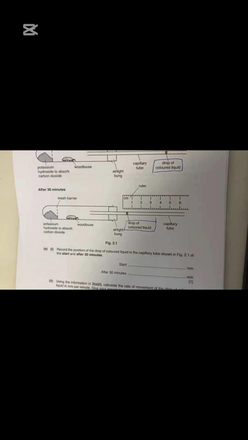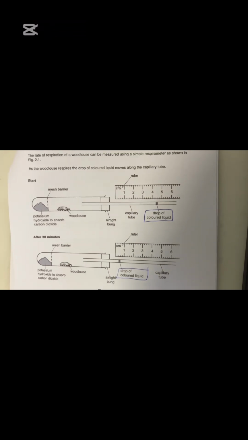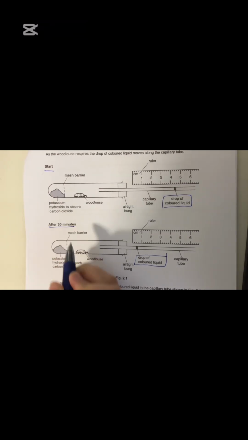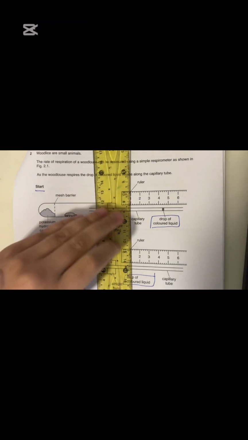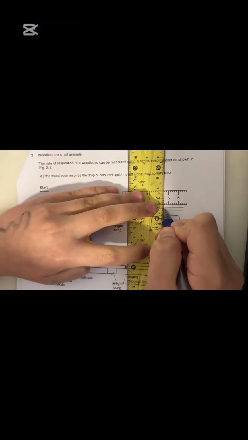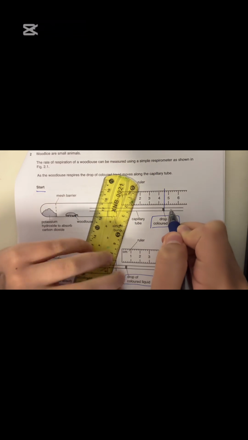Now, let's go to the question. Here it says, A I, record the position of the drop of colored liquid in the capillary tube shown in figure 2.1 at the start and after 30 minutes. So here we have the start and here we have after 30 minutes. Start, let's use our ruler to see approximately where the line is going to intercept on the ruler.